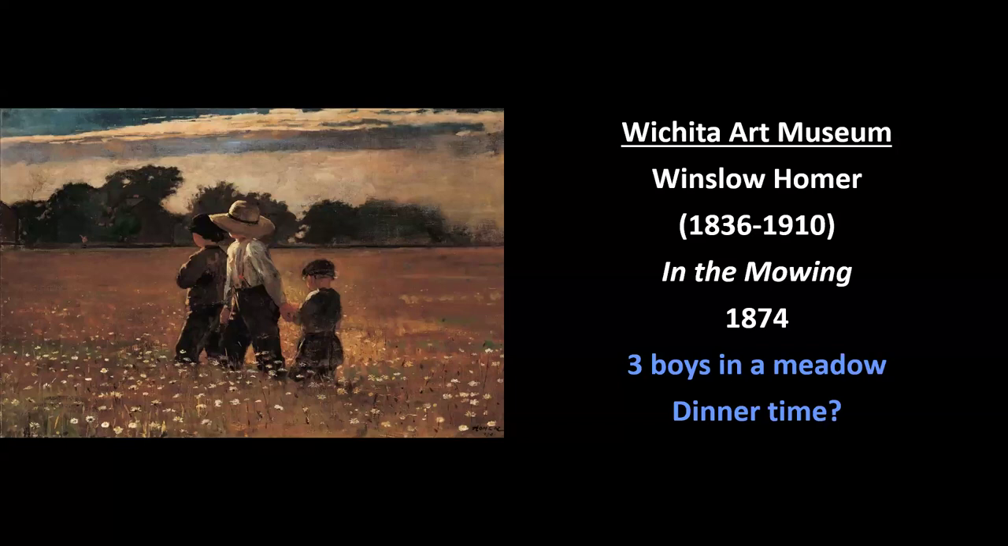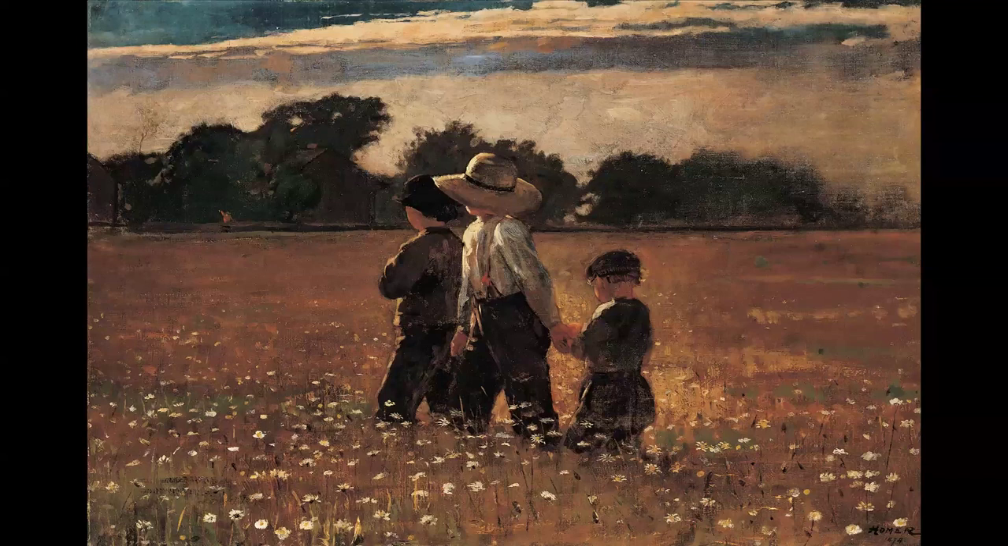And then continuing on, this is the Wichita Art Museum's Mowing from 1874. You have three boys in a meadow, and perhaps they're walking back home for dinner. Looks like they're looking off into the distance. And you can see a figure over here. Perhaps that's their father. Interesting depiction of light here. And again, notice that you can't see the boys' faces.